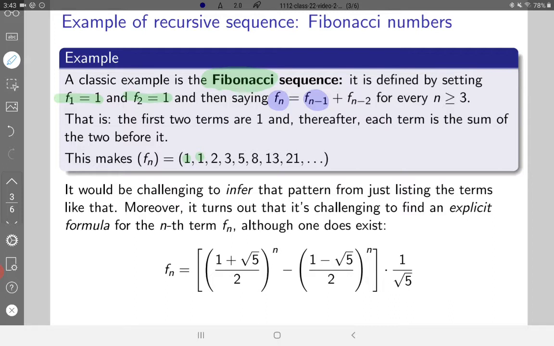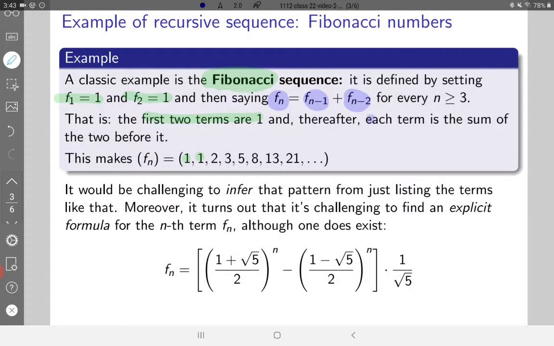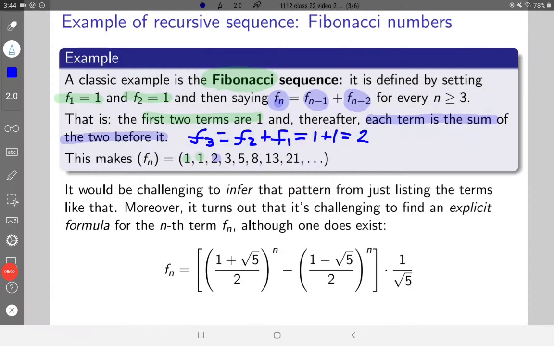So f5 would be f4 plus f3. The first 2 terms are 1, that's what this stuff over here says. And then the stuff that I highlight in blue says each term is the sum of the 2 before it. F_n is the one before it plus the one before that. So for example, f sub 3 right here, f sub 3 according to this pattern would say it's equal to f sub 2 plus f sub 1.